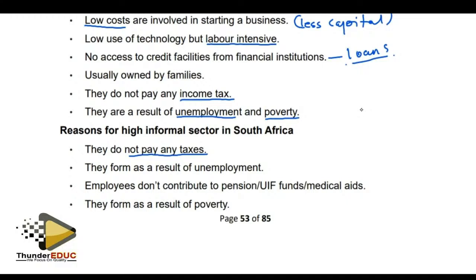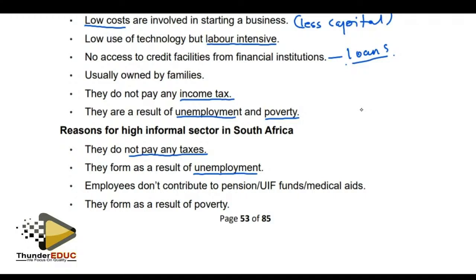They form as a result of unemployment, meaning that many people in South Africa don't have jobs. Therefore, they go into informal businesses as a way to start up something, to survive. So employees don't contribute to pension or UIF funds or medical aid. So it is another reason why there's a high rise of these small businesses, because whatever they earn goes straight to their pockets without any other contributions such as UIF or medical aid.